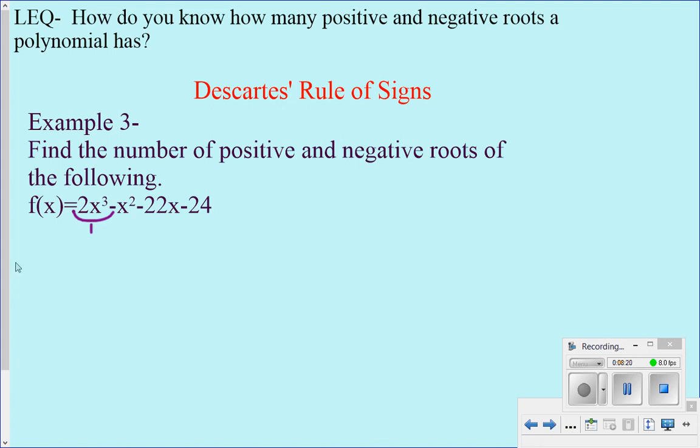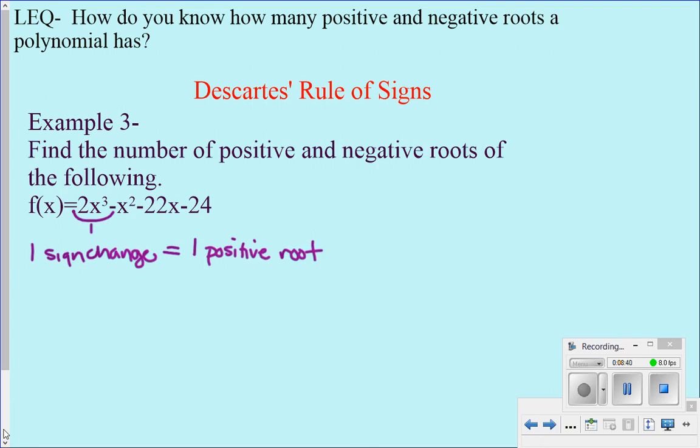So because there was one sign change, that means that there's going to be one positive root. Okay, so there's going to be one positive root because of the one sign change.